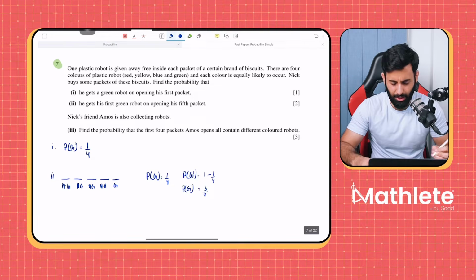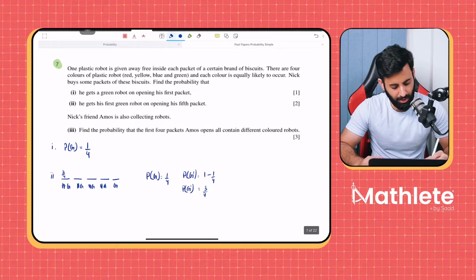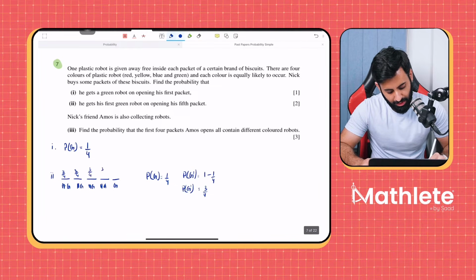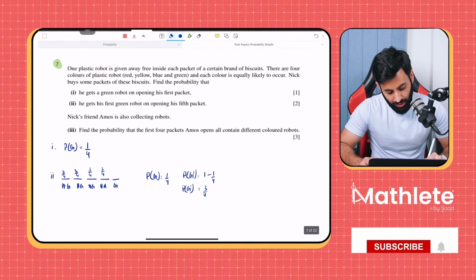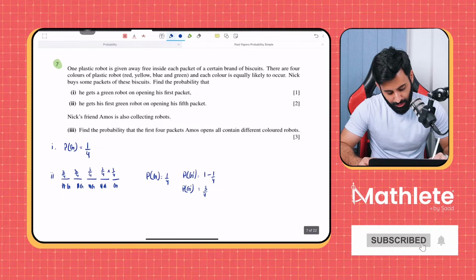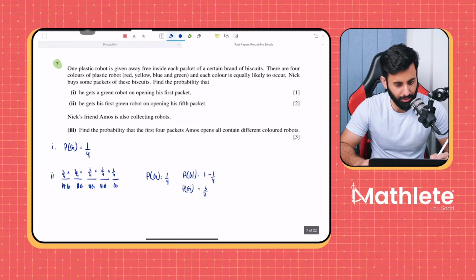It's up to you how you want to write it. So that means in the first attempt, he should not get a green color. In the second attempt also, he should not get a green color. In the third attempt also, and in the fourth attempt also, he should not get a green color. So that means in the 5th attempt, he should get a green color, which is 1 upon 4. Now multiply this and get your answer.